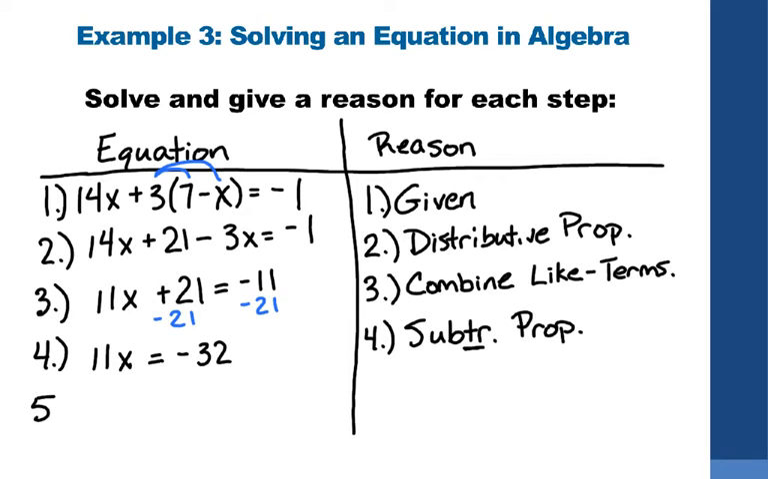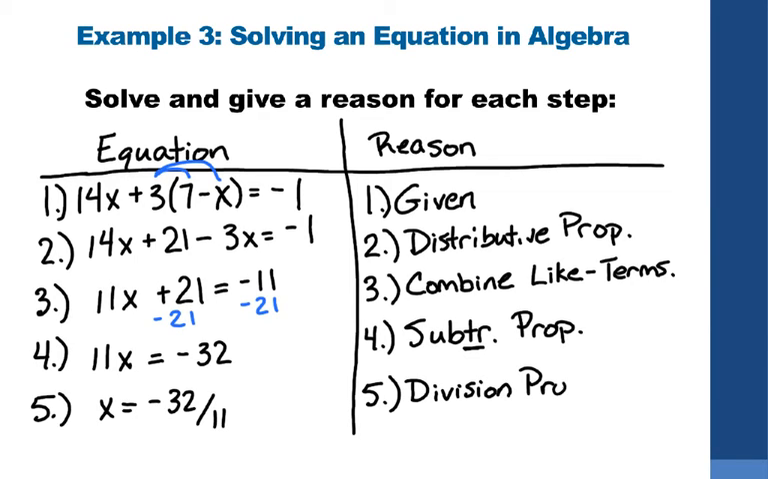Okay, our final step, I'm going to say to isolate x, divide 11 on both sides, and we have x equals negative 32 over 11. And that is our final step there, and we use the division property of equality. And we are done. Okay?